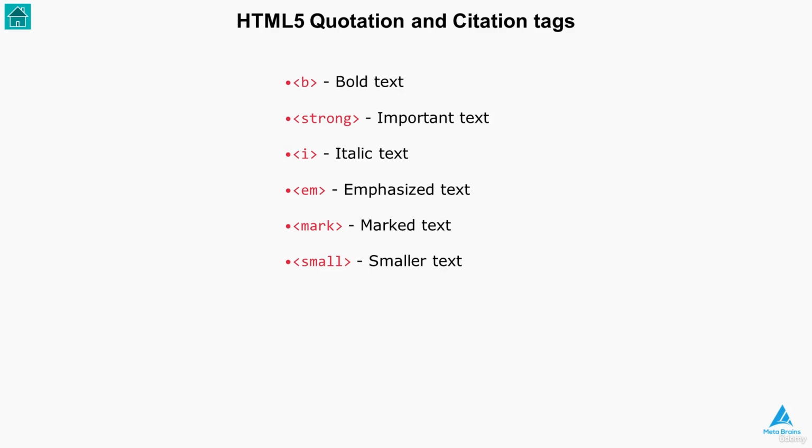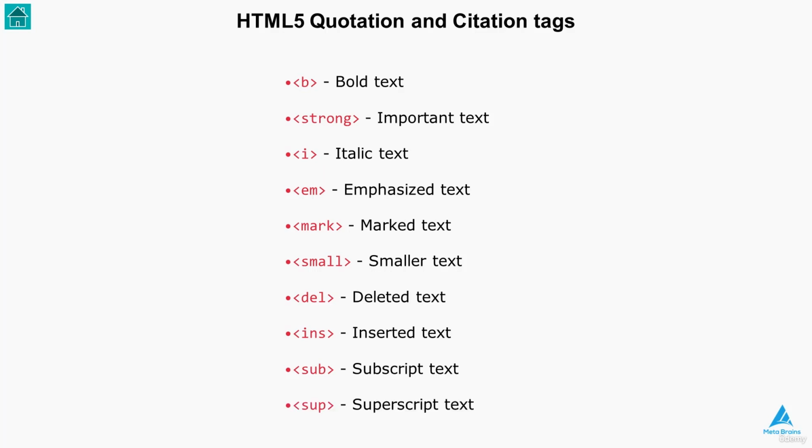Small refers to small text. If you want to show the text smaller, we will use the small tag. Del refers to deleted text. We use it when we have to delete any text or mark a strike line. Ins refers to inserted text. We use it when we want to underline the text. Sub refers to subscript text, when we want to write anything particular as a subscript text. Sup for superscript text. Let's go to VS Code and see how these tags work.